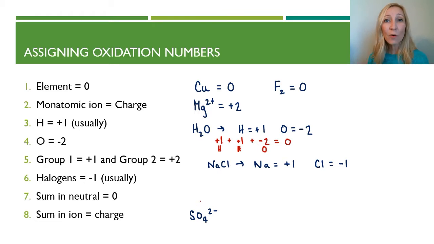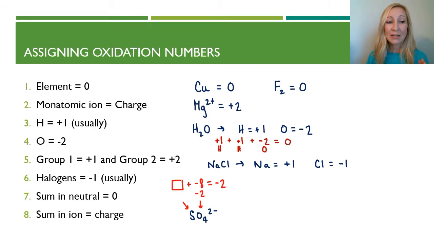So if we have 4 oxygens with a charge of negative 2 each, the total charge of all of the oxygens is negative 8. But the charge of this ion is negative 2. So we have to use a little bit of algebra to figure out the charge, or the oxidation state, the oxidation number of that sulfur.